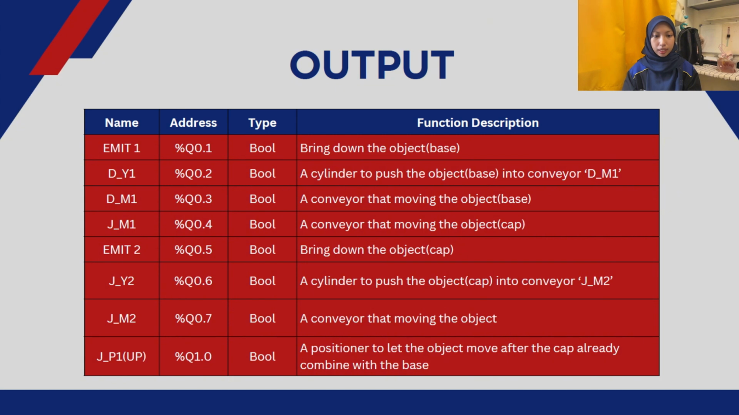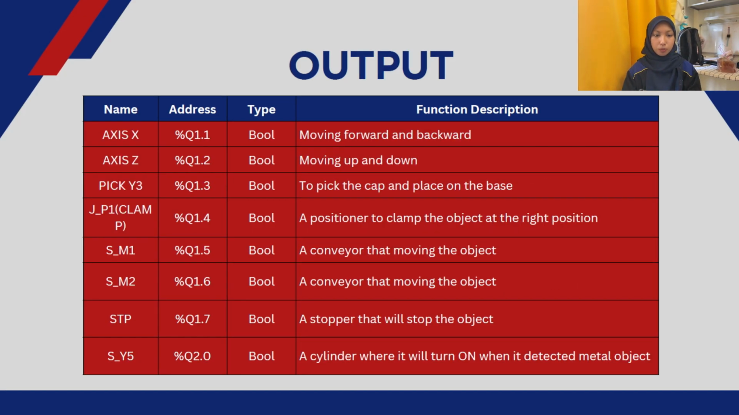Second, cylinders and actuators. Cylinders such as DY1, JY2 and SY5 are used to push, clamp or sort the objects. These outputs control physical movement in the system. Third, the pick and place system. The pick and place unit consists of axis X, axis Z and pick Y3. This system picks the cap and places it onto the base accurately.